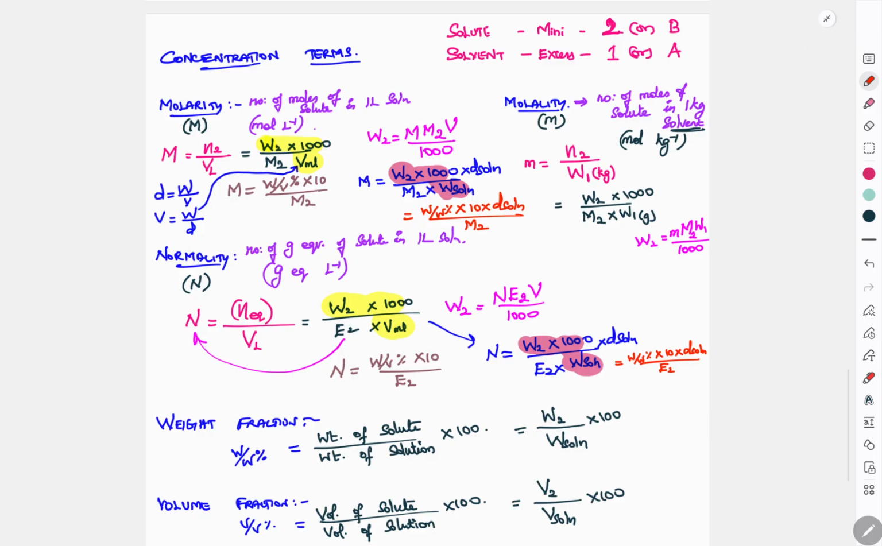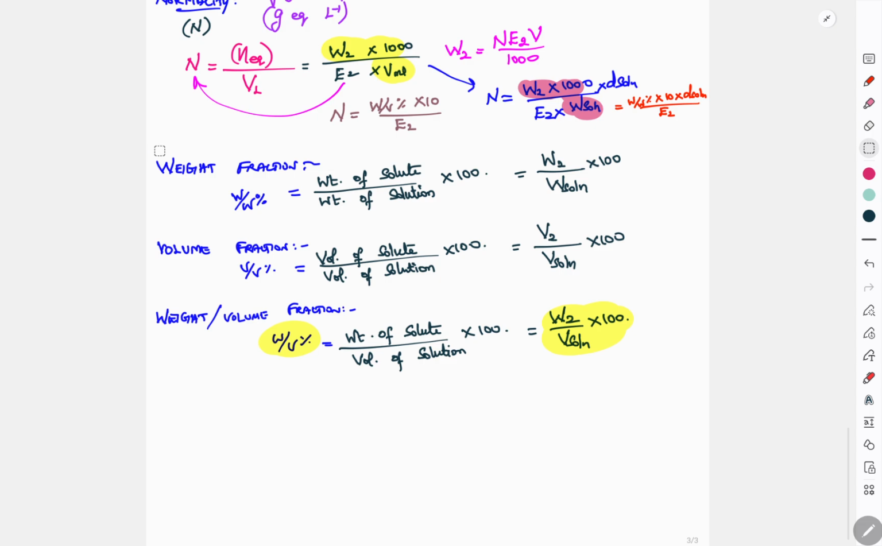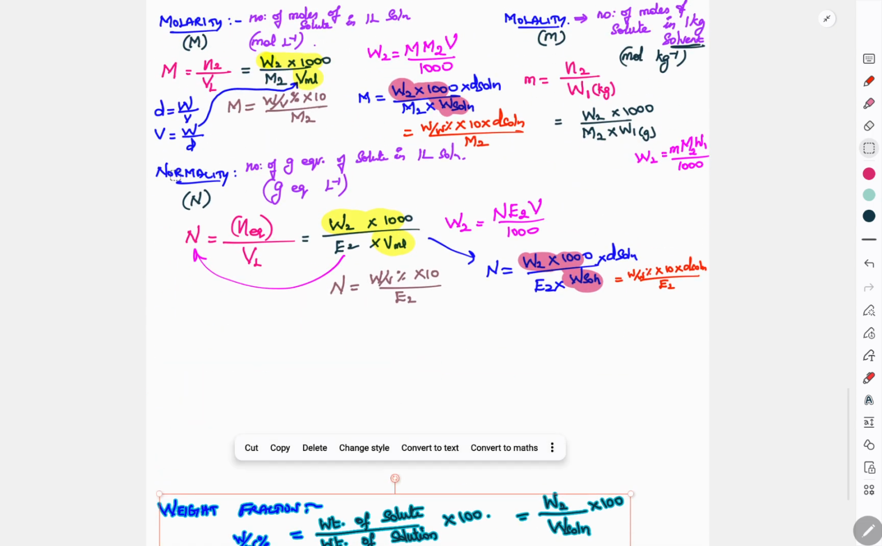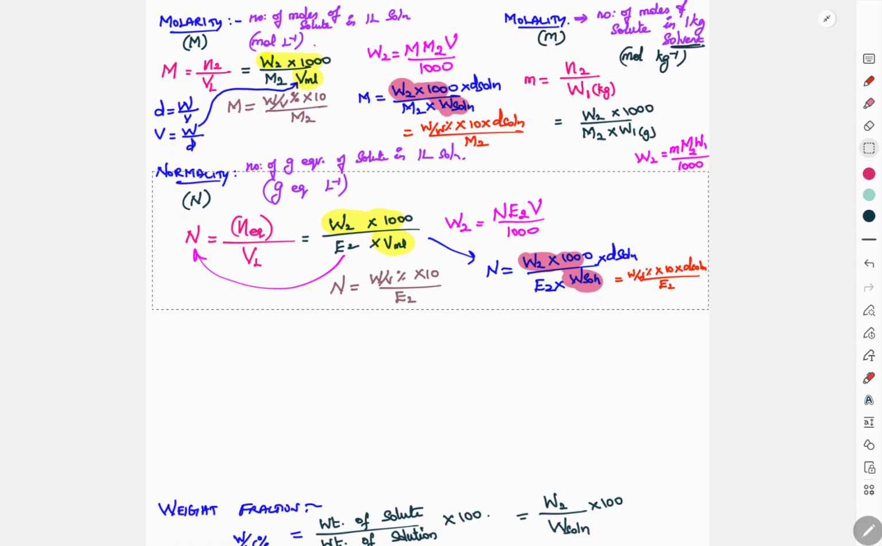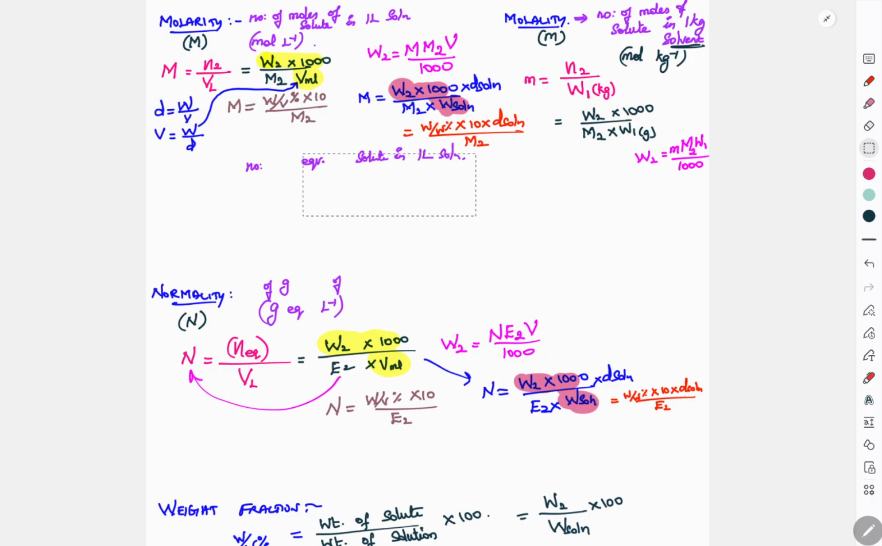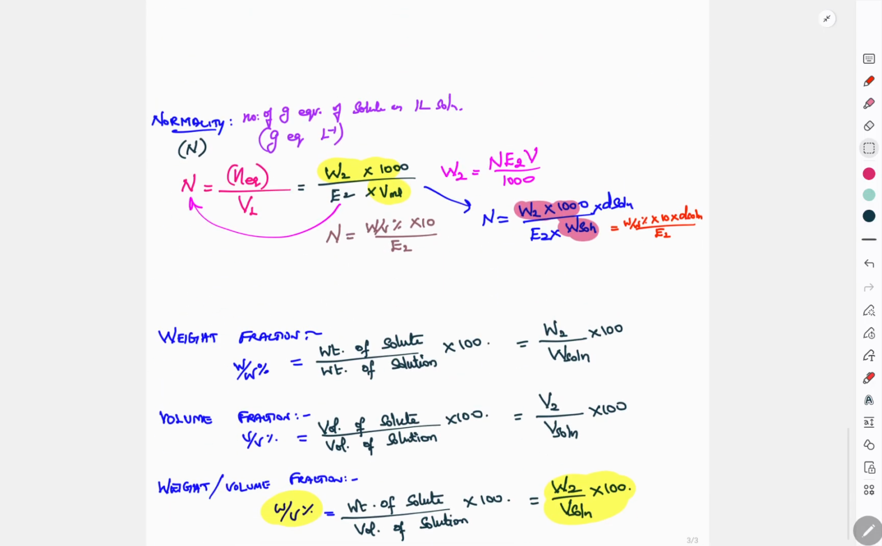Okay? So these are the very important formulas which we have to understand or keep in mind for our better knowledge. Without understanding this properly, you cannot work out questions relating to molality or something like that. Okay? Right. Next.